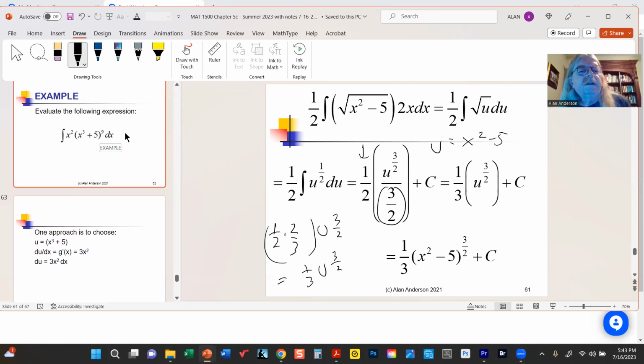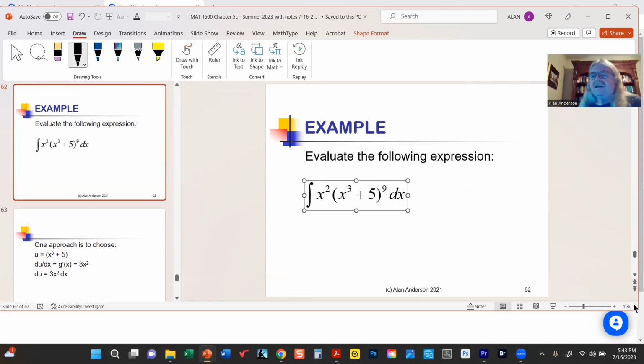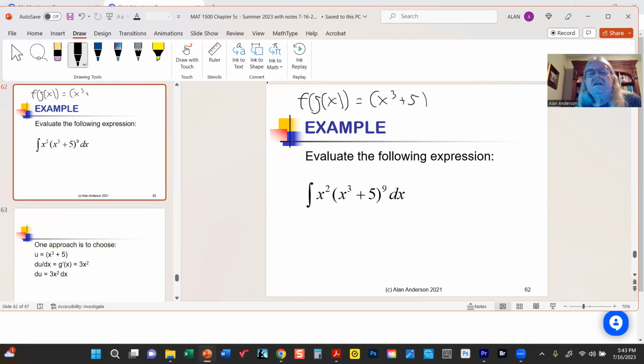All right. So here's an interesting one. And again, you can kind of tell this might at least be a candidate for u substitution, because our composite function could be thought of as the x cubed plus 5 to the 9th, of which f of x is x to the 9th, and g of x is the x cubed plus 5. G prime of x is 3x squared.